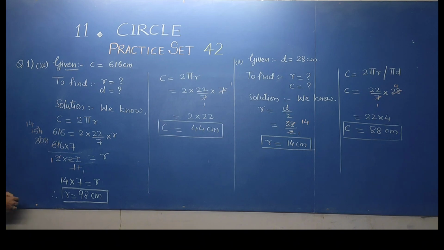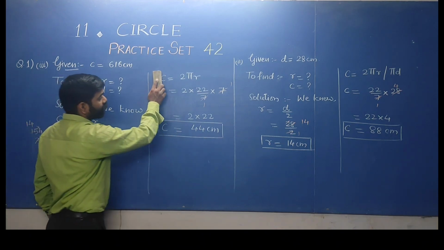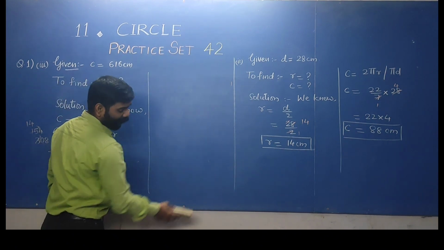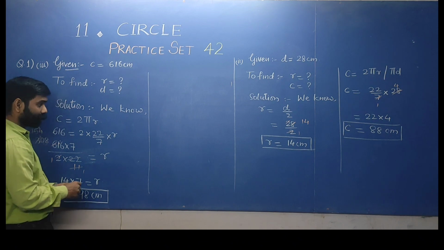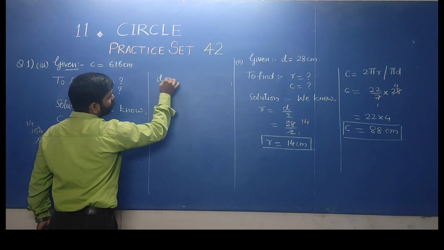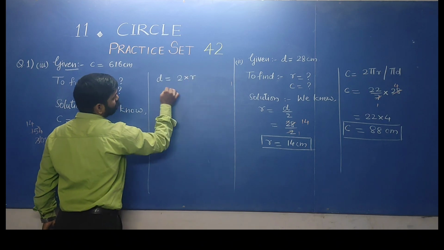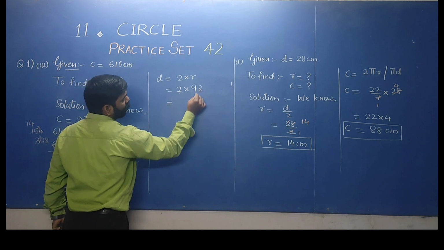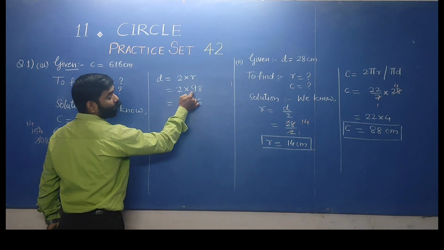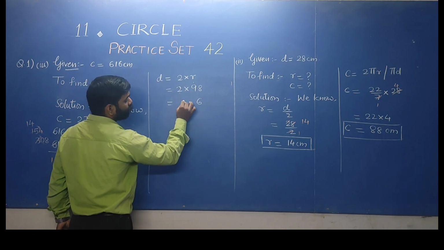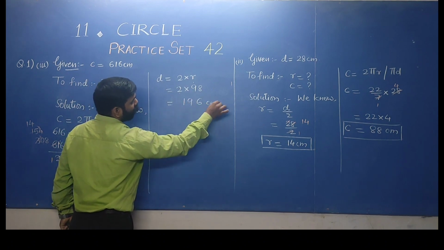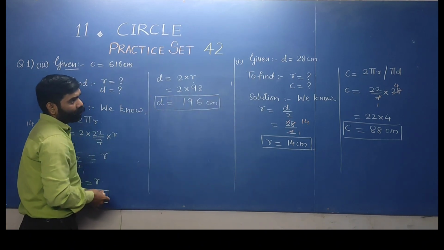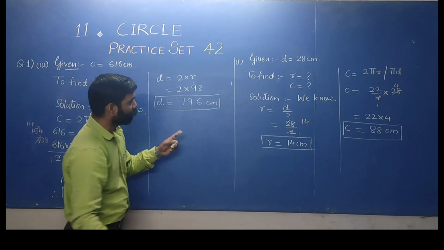Okay, let me complete the fourth question. In this question itself, we need diameter as well, no? Not the fourth question. Let me find the diameter. Now as we have found radius, we know diameter. Diameter is nothing but twice of radius. So 2 multiplied by radius. Radius is 98. 2 eights are 16, carry 1. 2 nines are 18, 18 plus 1, 19. So we got diameter as 196.